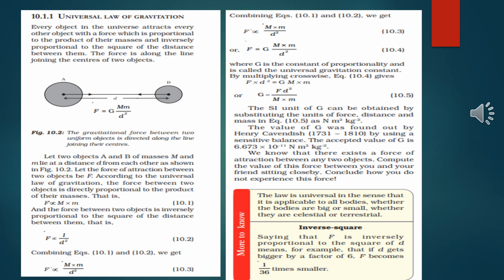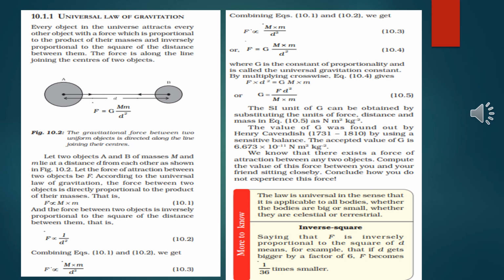So this equation 10.4 is the formula for finding the force of attraction between two objects. If you want to find out the force of attraction between two objects, then you must know the masses of the objects and the distance between them. Then you can apply this formula and find the force of attraction.